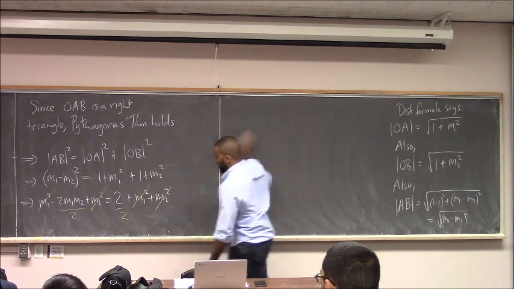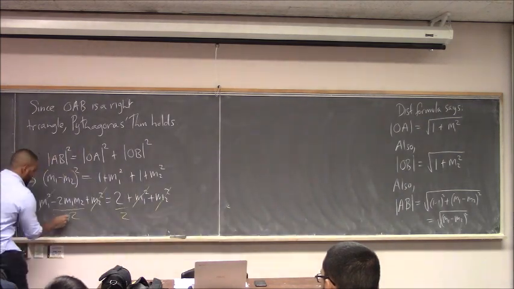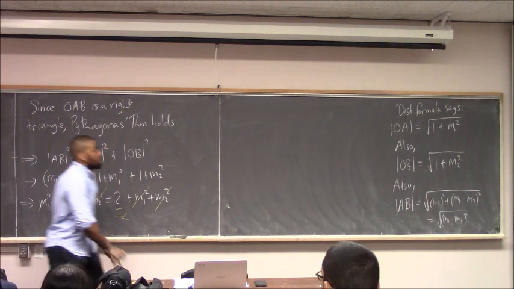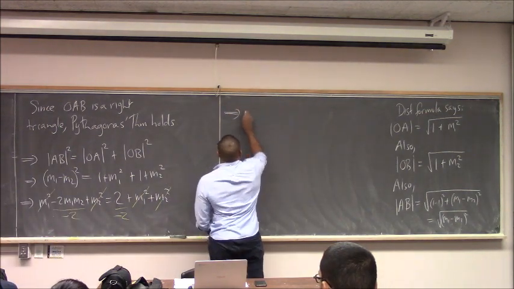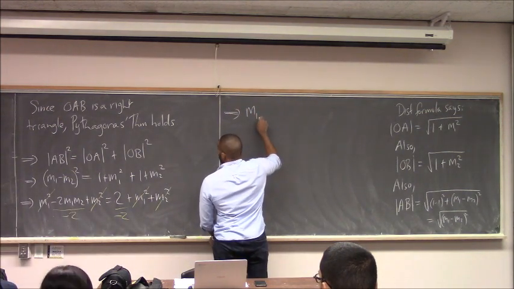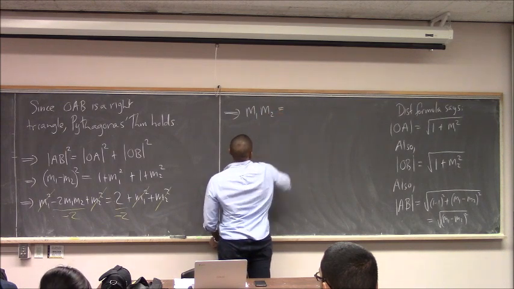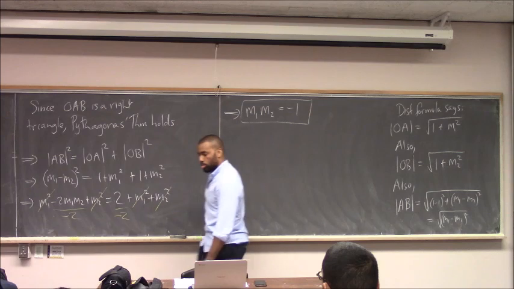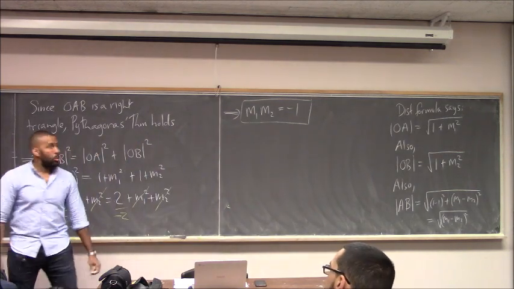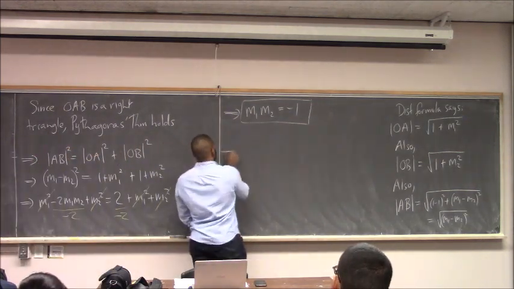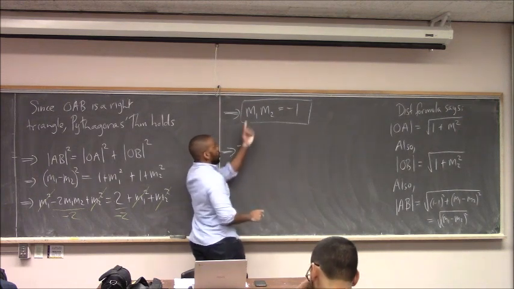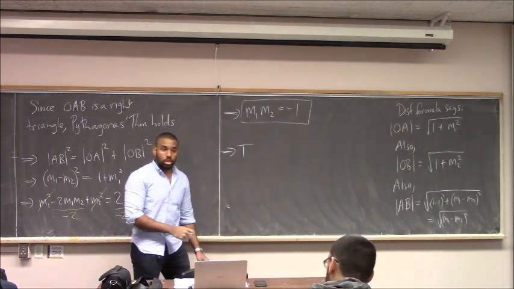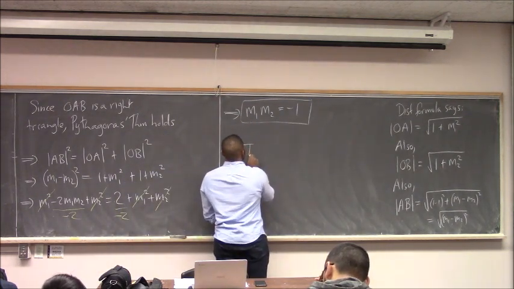Or let's look at it another way. Let's divide both sides by negative 2. That means your m1 times m2 is going to be what? Negative 1. That's the relationship between the slopes of perpendicular lines. In other words, one is always the negative reciprocal of the other. This leads to a theorem.